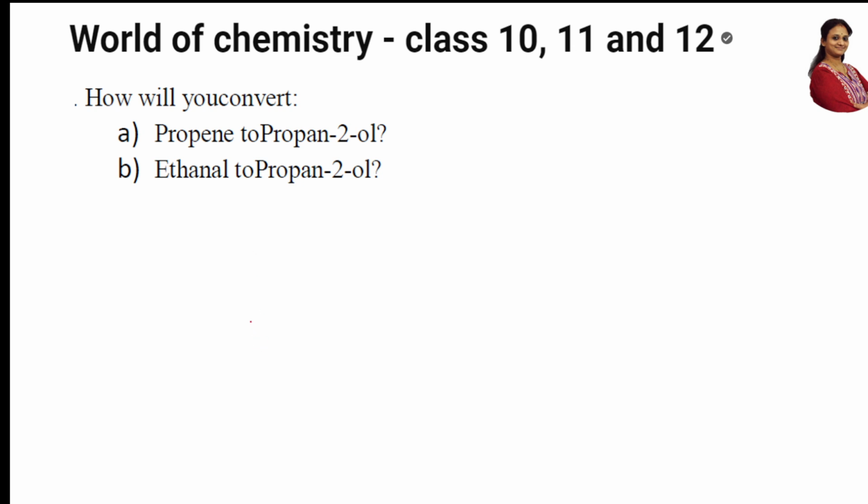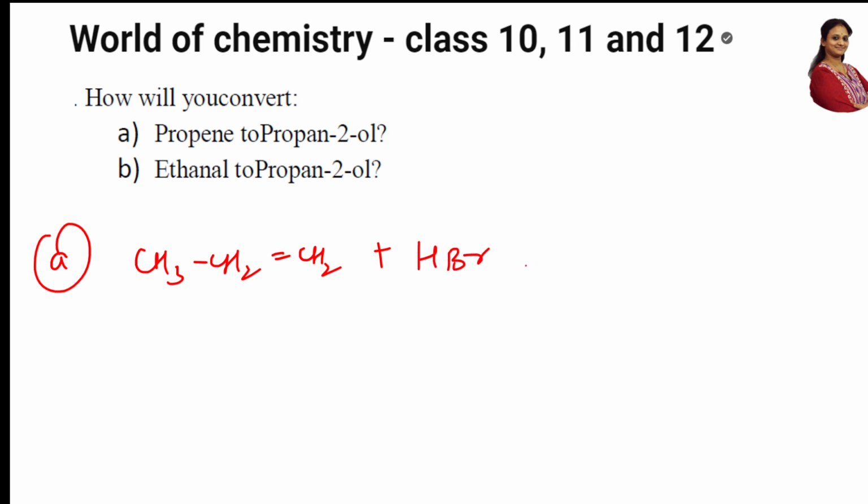Okay, propene to propanol. First one, let us do. Propene, CH3 CH=CH2 plus HBr. Correct? They asked me to form what? Propanol. Let me write that propanol here: CH3 CH2 CH2 OH. Now you tell me, students, what is extra? OH is added. Correct? Now, this is an unsymmetrical alkene.